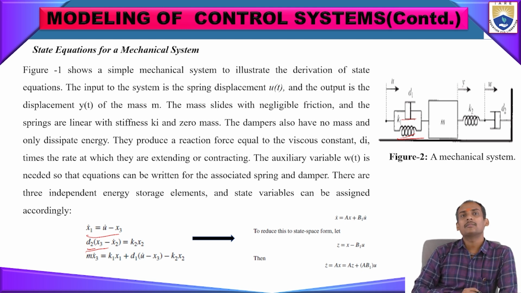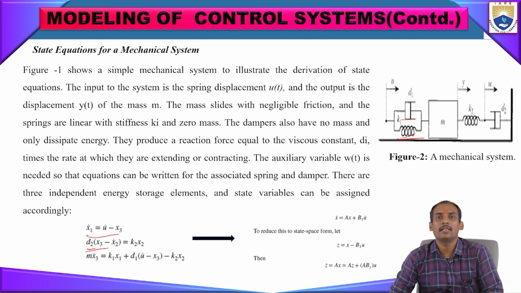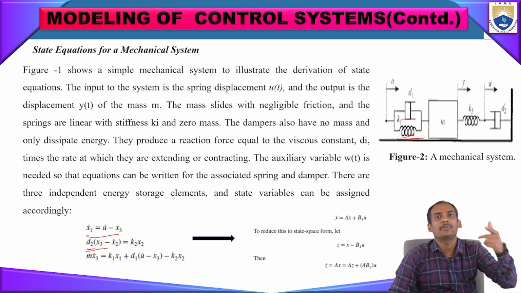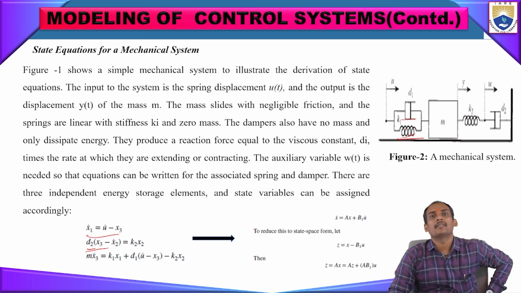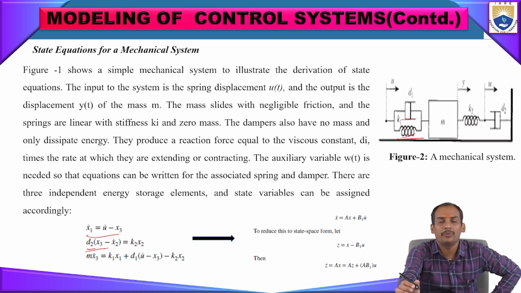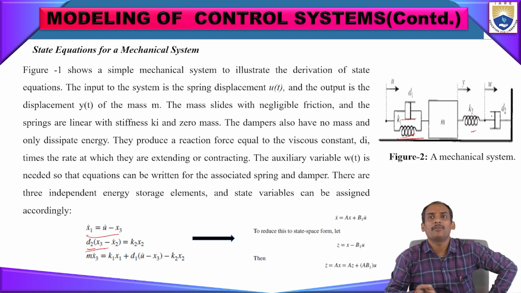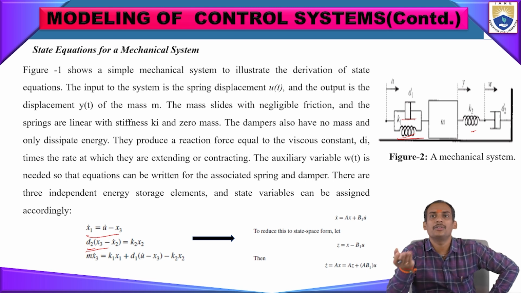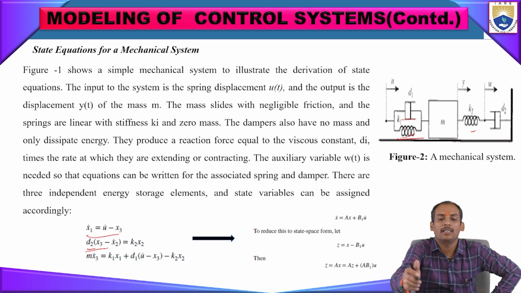The third one is with respect to the mass. So for the mass, x3 dot will be equal to k1 x1, that is with respect to the first spring, and the damper displacement will be u dot minus x3 minus k2 x2, where k2 is the second spring stiffness. So we have three equations, and we can reduce these three equations in terms of the constants given here.